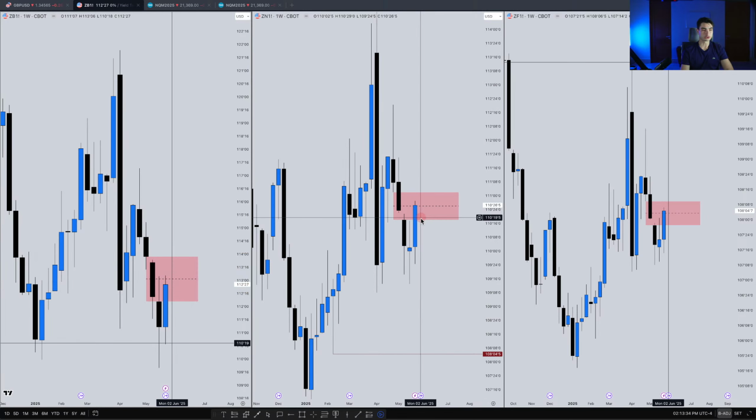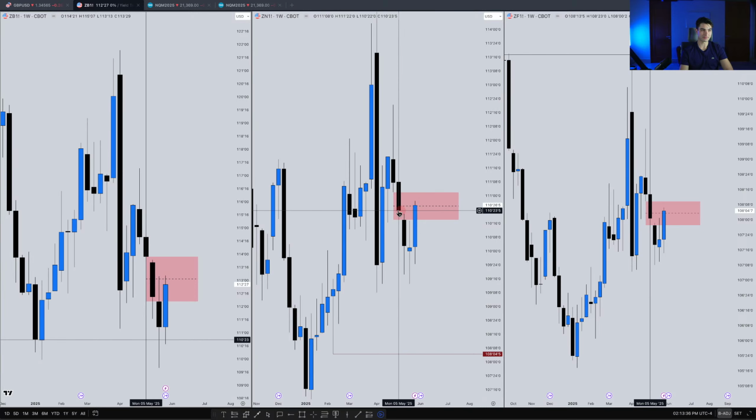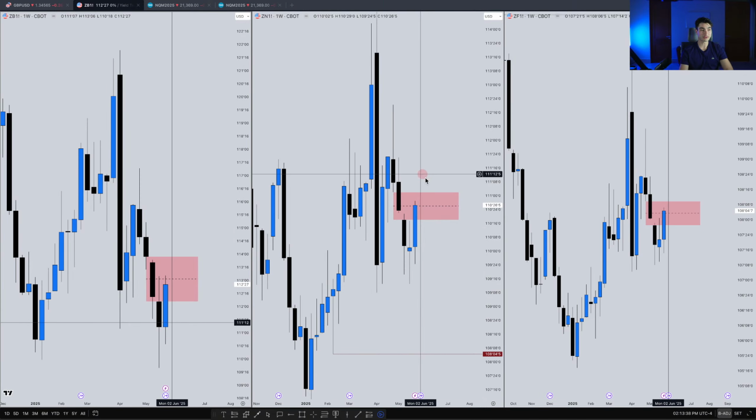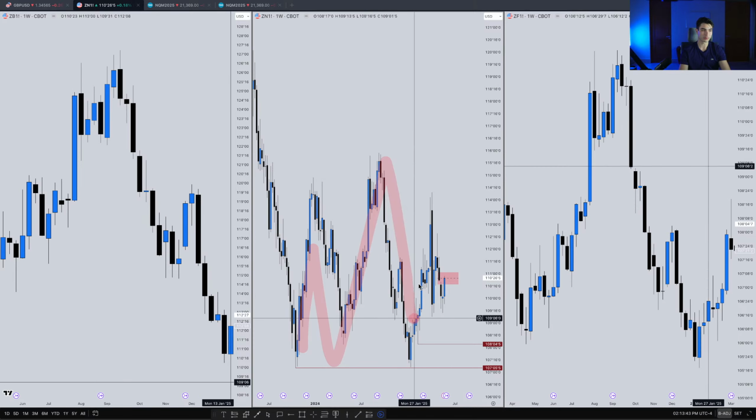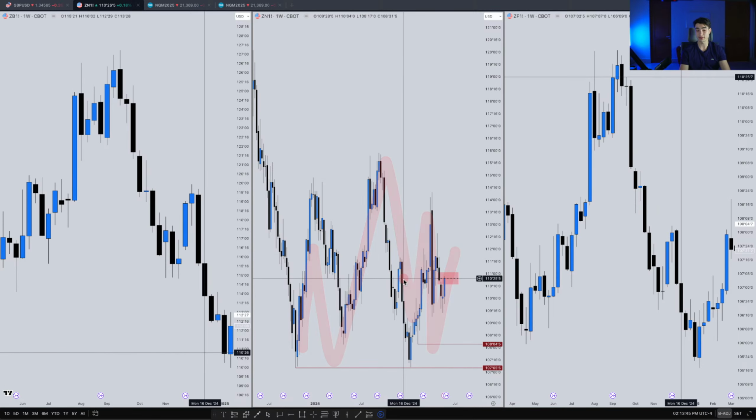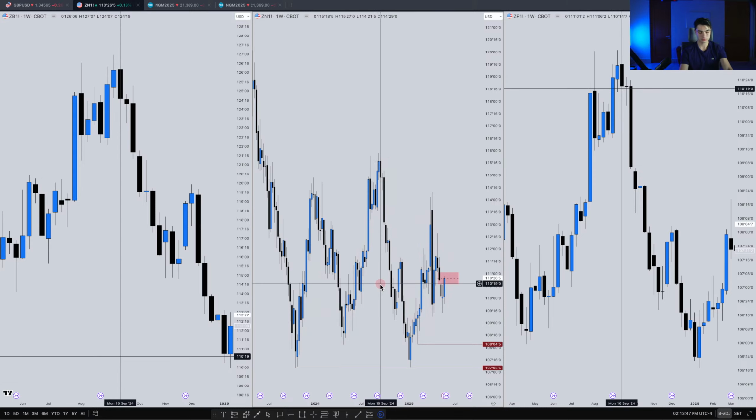All right, so absolutely crucial level going forward is going to be this weekly fair value gap. If we stay below that, we're bearish. If we get above it, that does change things. And then all that means is we just stay inside this horrible range that we've been in for most of the year. So that's what I'm watching on bonds.